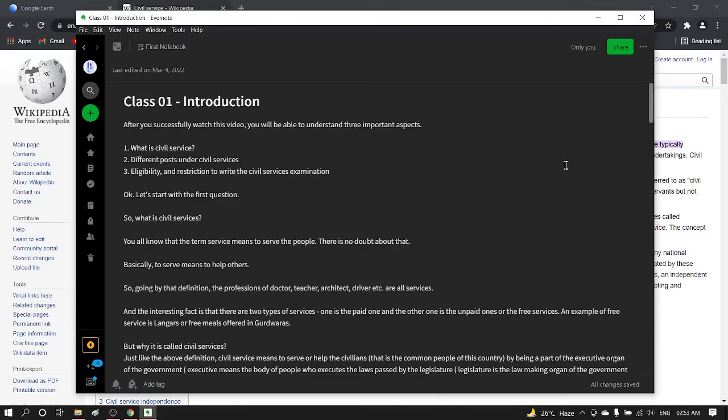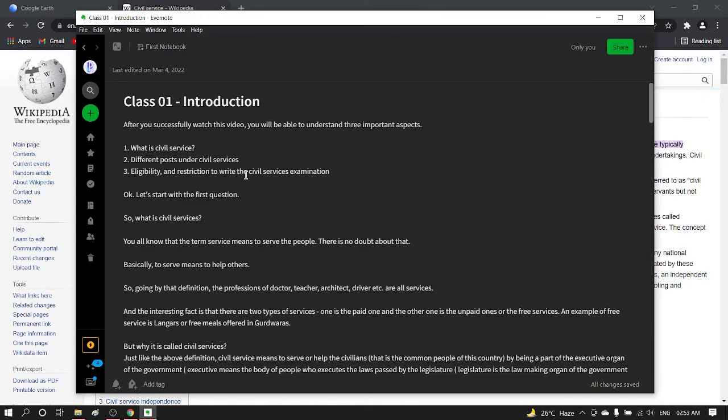And after the introduction, we will discuss the static topics like history. We start with ancient Indian history, then medieval Indian history. After that, we'll be discussing modern Indian history. Then we will shift to geography as well as Indian polity, economy, and all those static subjects. Okay, so let's start with the introduction class.